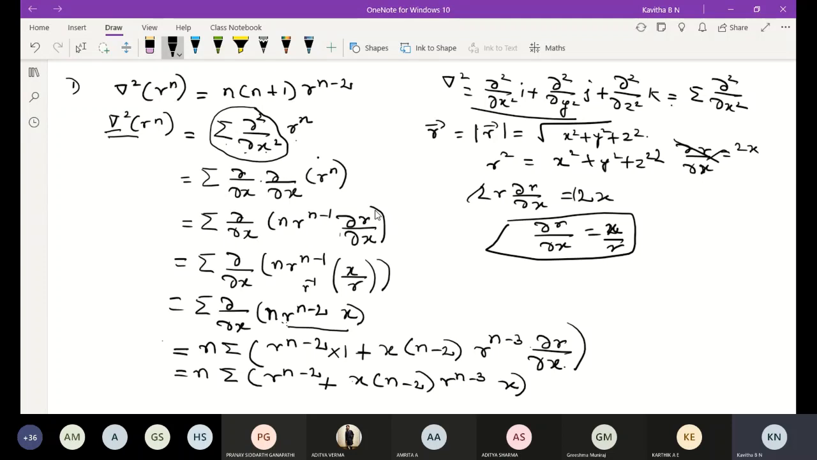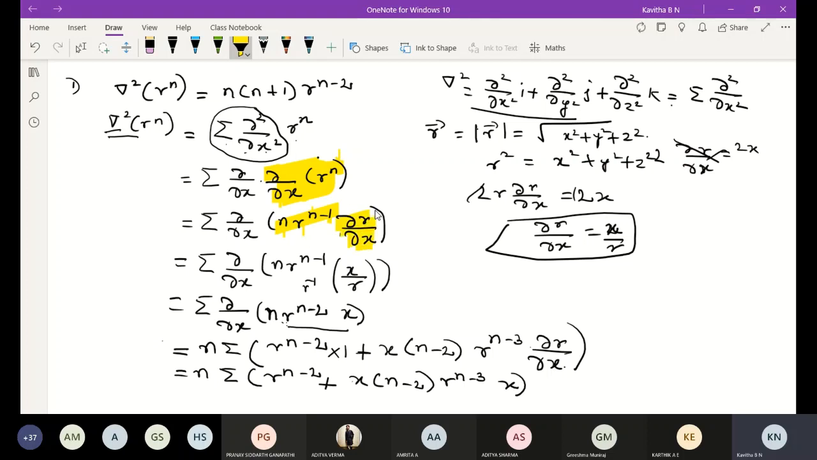Okay, next step, what we have to do: write down the summation of del square by del x square. We are writing del by del x, del by del x of r to the power of n. Then summation del by del x. Observe here, partially differentiating with respect to x: del by del x of r to the power of n is n into r to the power of n minus 1, then del r by del x.